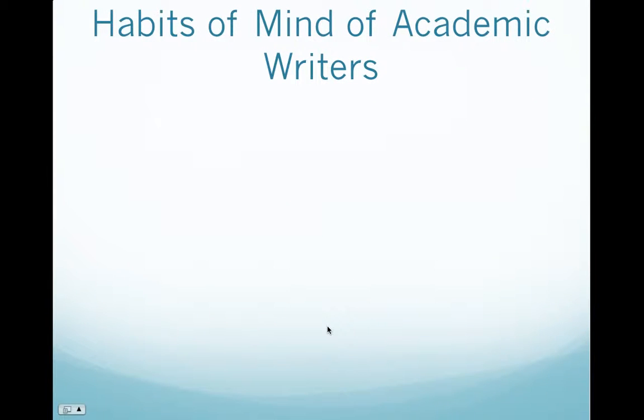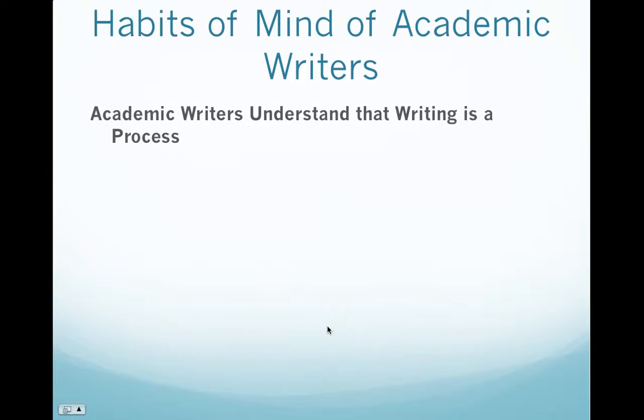So the last habit of mind is that academic writers understand that writing is a process. And we in this class are going to understand writing as a process, something that requires a lot of steps, not just a feverish dash to the deadline and starting your paper at midnight the night before it's due, right? So what are the steps that academics go through?